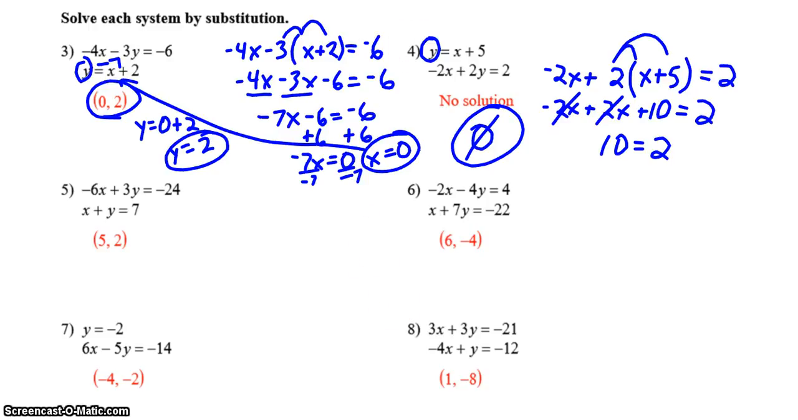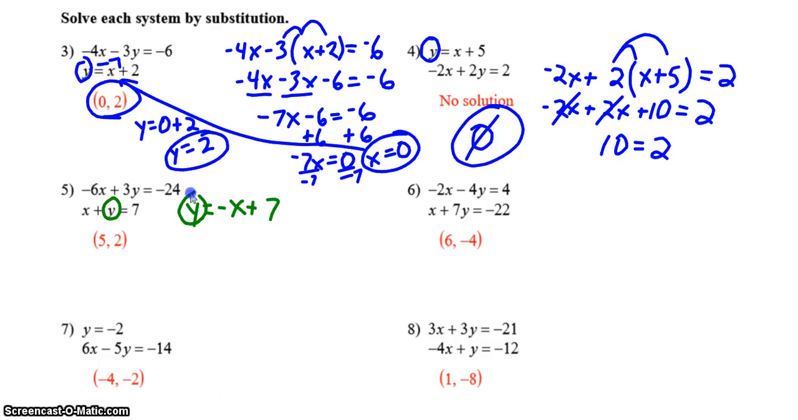Now, in number 5, we have to pick a variable to solve for. In this case, you can either solve for x or y on the bottom. Solving for x or y on top is a little more difficult because there's a number with the variable. So I'm going to pick to solve for y in this case. To get that y by itself, I would subtract x. So y equals negative x plus 7.